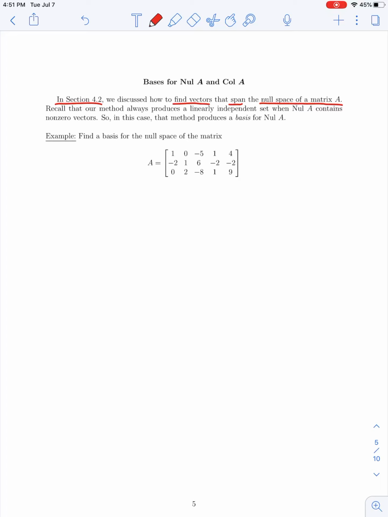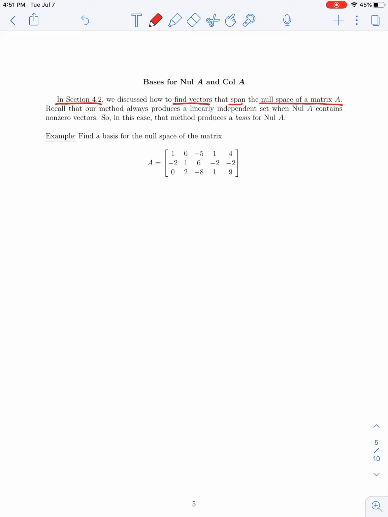So recall in our last section, when we were finding an explicit description of the null space of a matrix, we were finding a collection of non-zero vectors which span that null space. And the column space of a matrix, by definition, is a spanning set of the columns of that matrix.